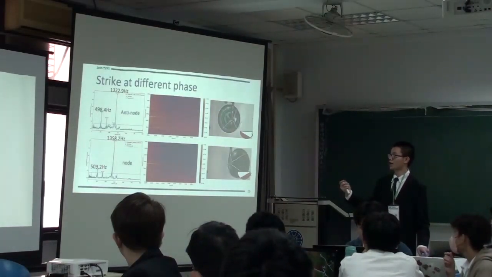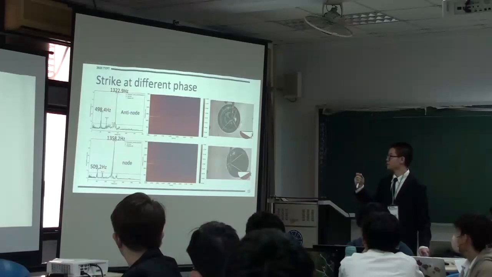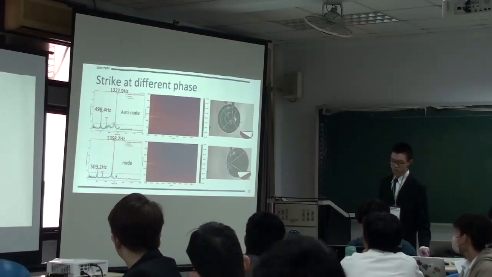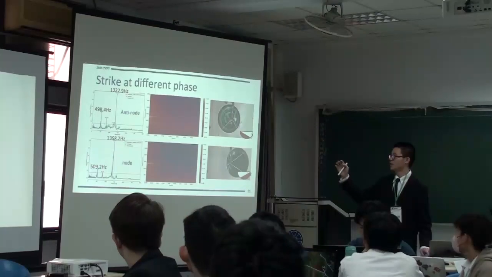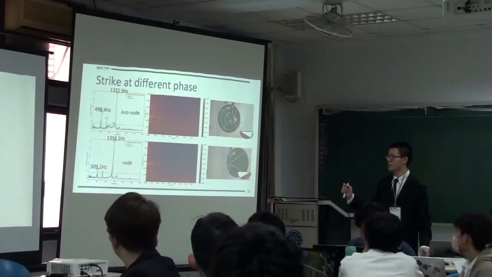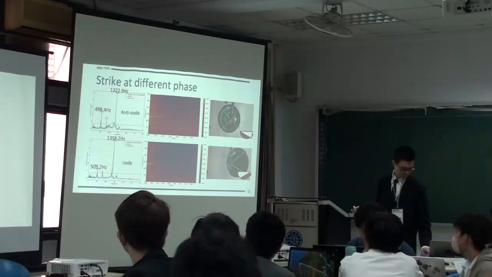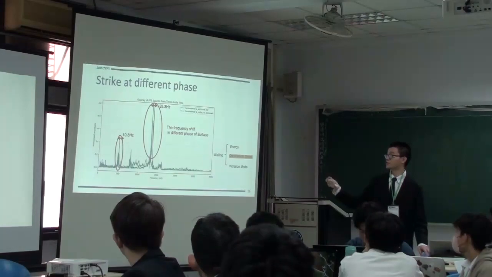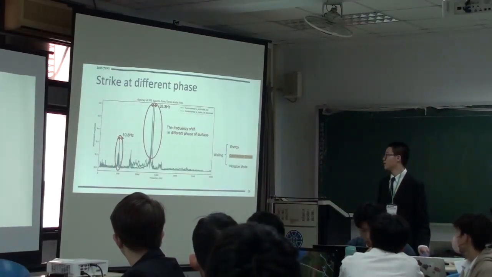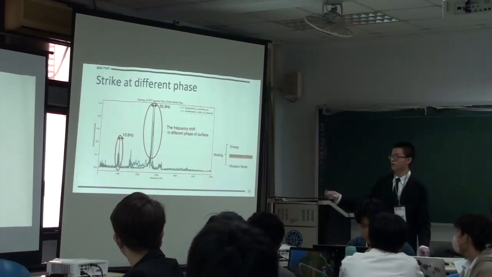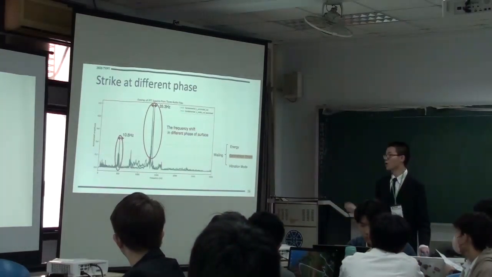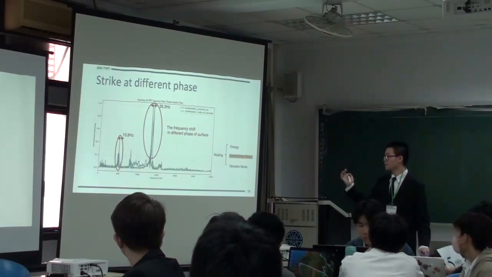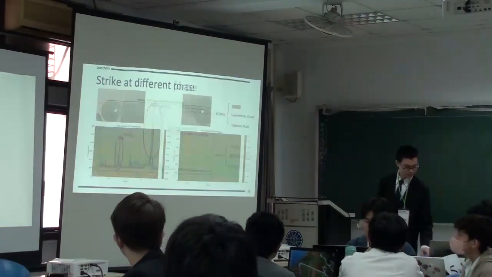To compare the strike at different phases, we can see that the icon means the condition of the water in the bowl, and we can see that there is a difference between the STFT spectra. We also overlay the FFT spectrum and can see the frequency shift in different phases of the surface. This is because the geometry shape of the bowl and the water influences the whirling feature.